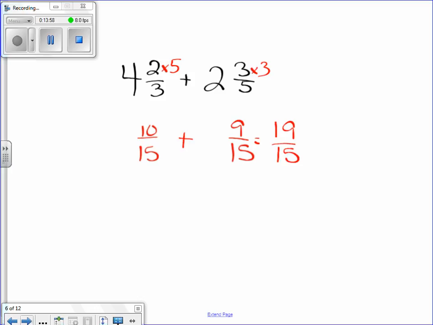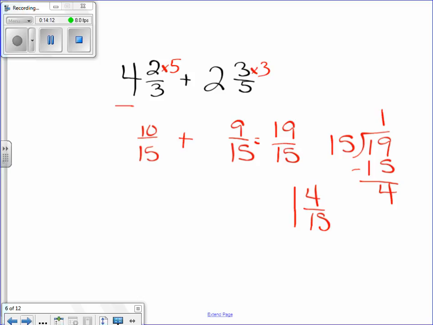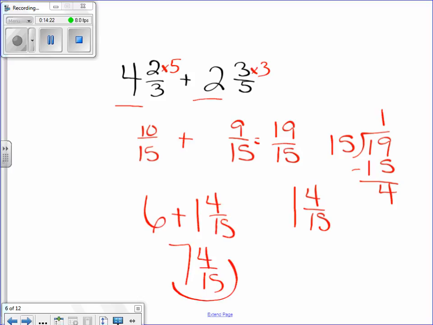Can't leave it. 19/15 is 1 and 4/15. Can't leave that. 4 plus 2 is 6 plus 1 and 4/15. 7 and 4/15. I've got 8 and 4/15. What? But how? I don't know.